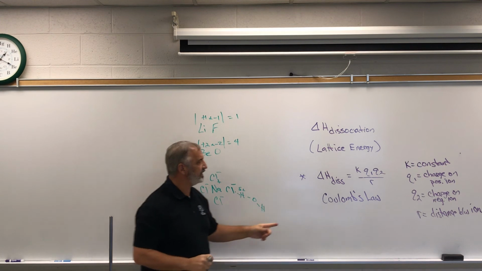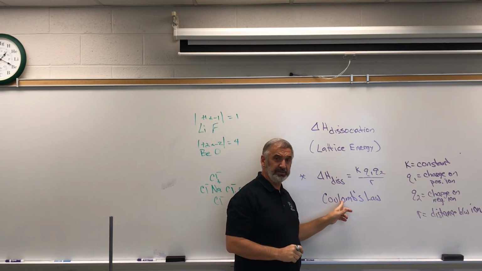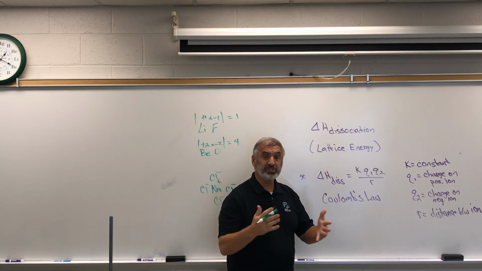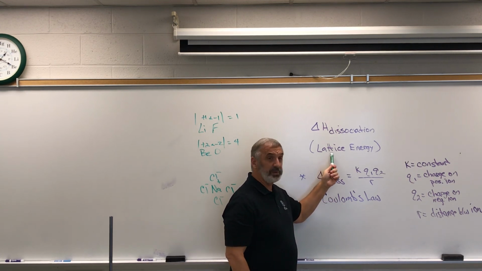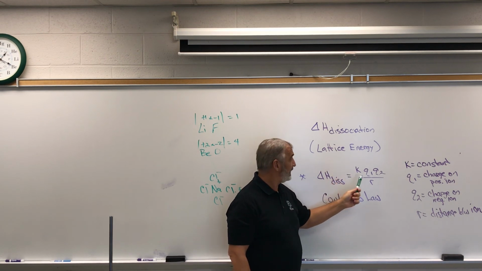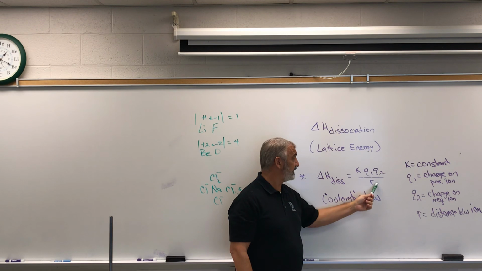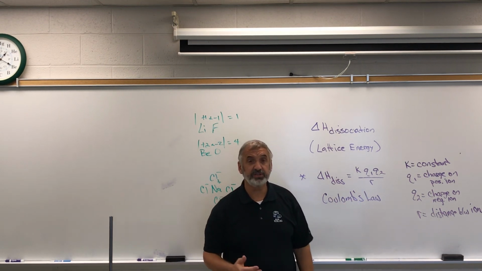So that's Coulomb's law. Anytime you're talking about an ionic compound and how much energy it takes to break it apart, dissociate it, to melt it, you're going to apply Coulomb's law to measure the lattice energy. And it's just the product of the charges divided by the size, and we use periodic trends for that. All right? So that should help you to be able to answer those questions.